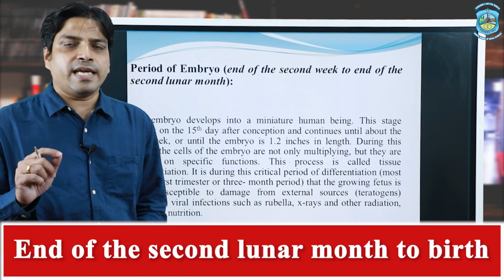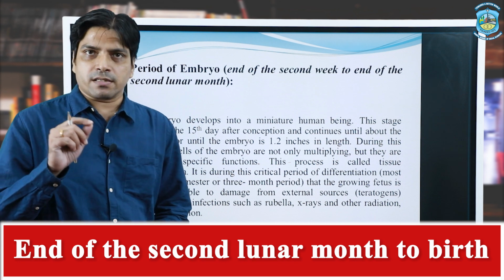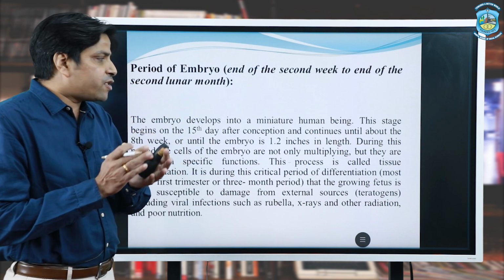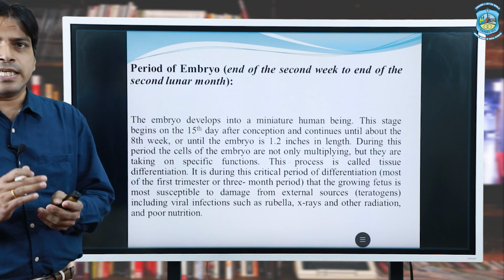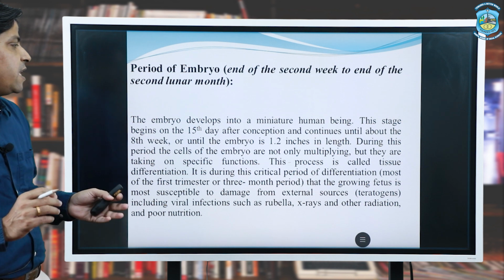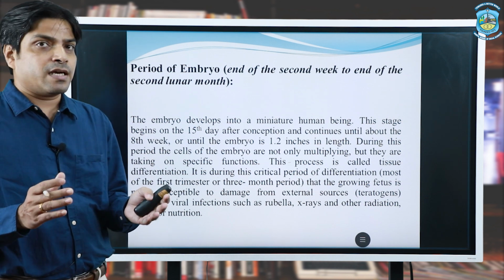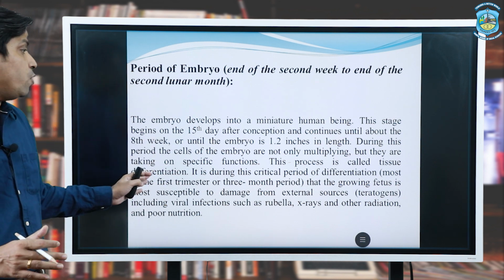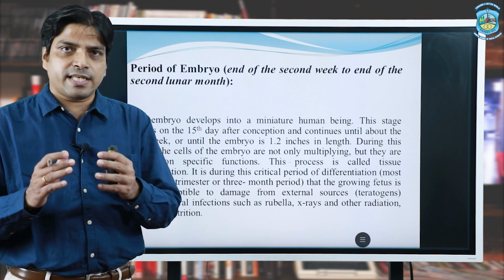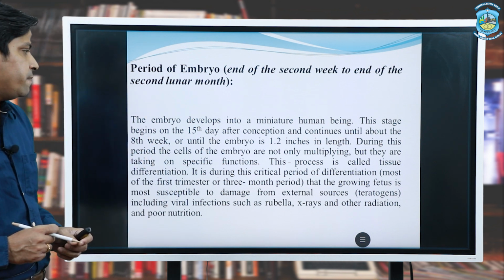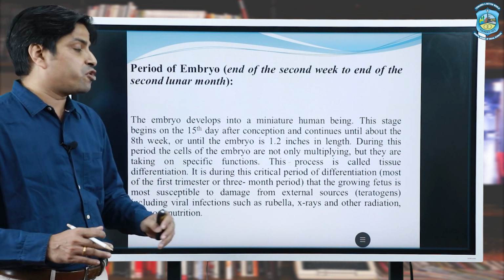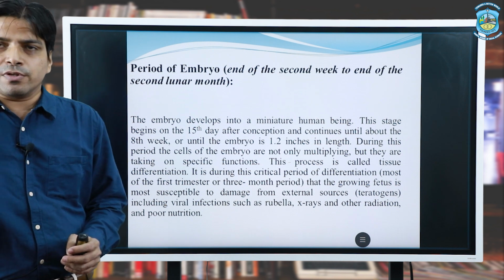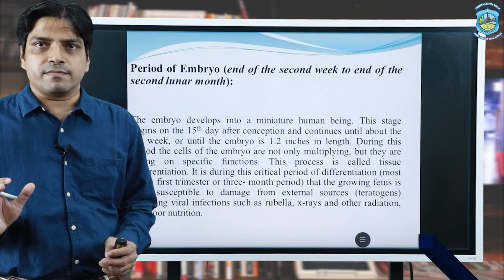and ends at the second lunar month. In this stage, we find that the size of the embryo is 1.2 inches in length, and during this period, the cells of the embryo are not only multiplying, but they are taking on a specific function, and this process is called tissue differentiation. It is during this critical period of differentiation that the growing fetus is most susceptible to damage, especially from X-rays, rubella and other radiation, and poor nutrition.